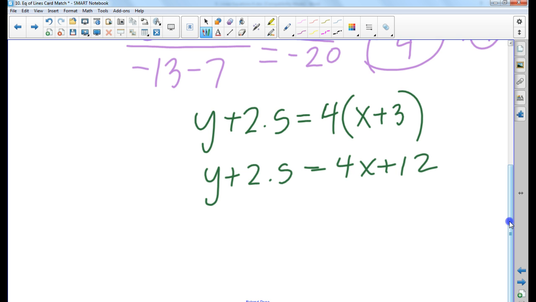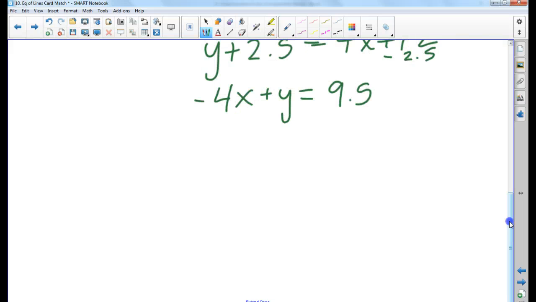Let's go ahead and move stuff around. Let's just do it. I'm going to bring the 4x over. 4x plus y equals, and I'm going to subtract my 2.5. 9.5. How many rules are we disobeying? 2. Our leading coefficient is negative, and that's really a fraction. Even though you're looking at it as a decimal, that is a fraction. Now, if something is 0.5, if you write it as a fraction, it's a number over what always? Half. 2. It's over 2.